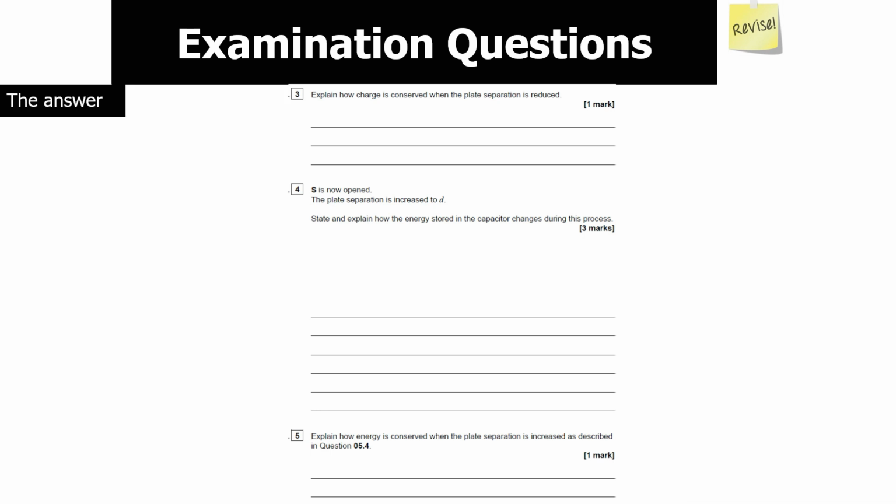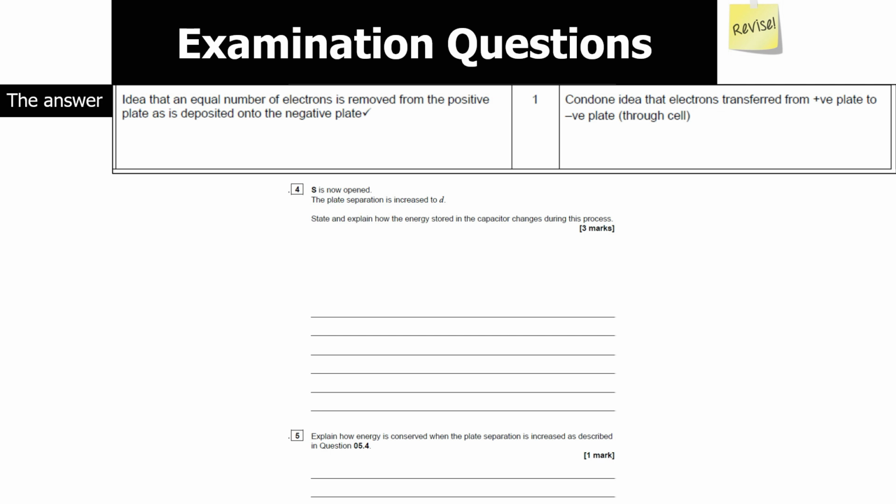Right, so how do you answer this particular question? In this first question, you've got to understand that charge is conserved because there's an equal number of electrons removed from the positive plate as deposited onto the negative plate. Remember the idea that there's always two plates. One is where the electrons are removed, and they are the ones from the positive plate, and the electrons are going onto that negative plate.